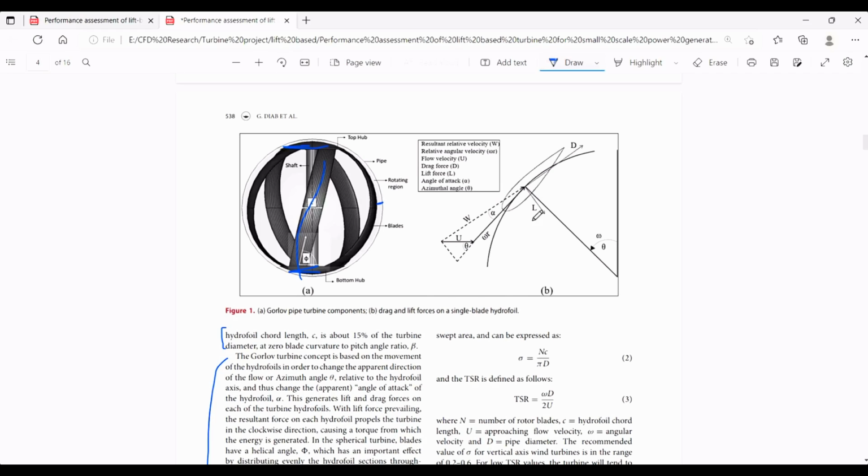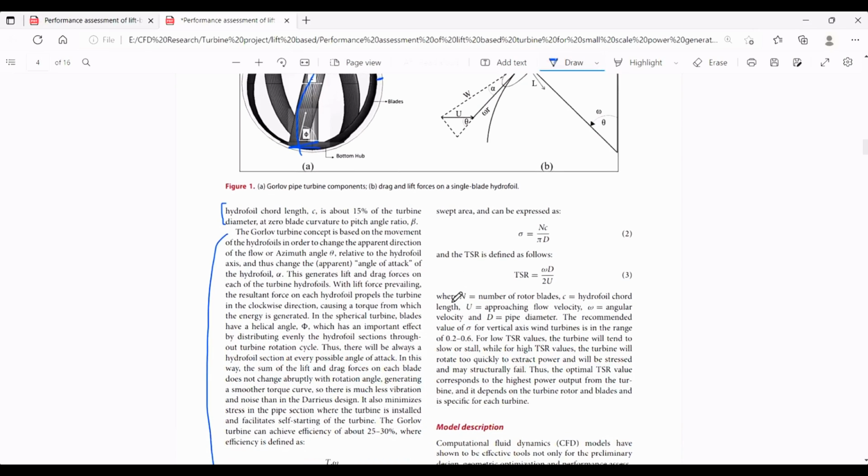Here is the velocity triangle for this turbine. Here you can see the velocity vector of the incoming fluid, the peripheral velocity of the turbine blade, and this shows the relative velocity of the incoming fluid, which makes an angle alpha with the tangential direction. And now I'll be explaining how this turbine solves the shortcoming of the Darrieus turbine, that is its pulsatile torque nature. So in this turbine, the helical angle is the key factor in eliminating this shortcoming.